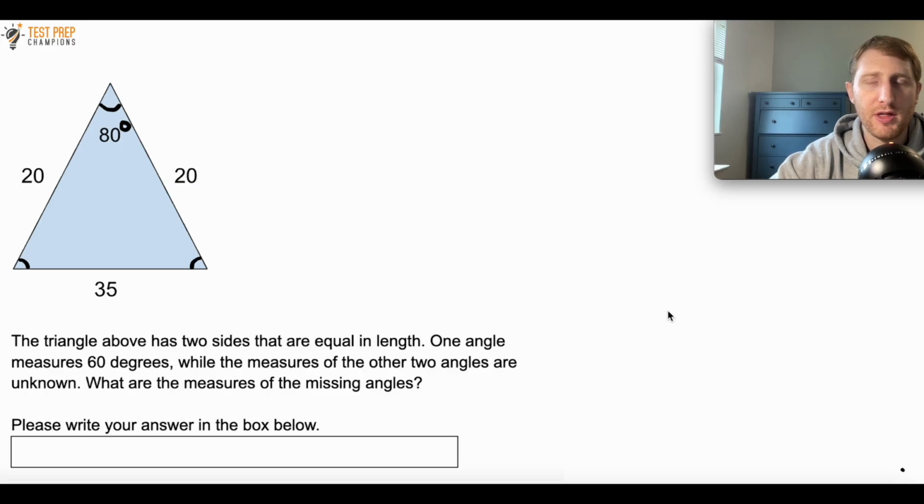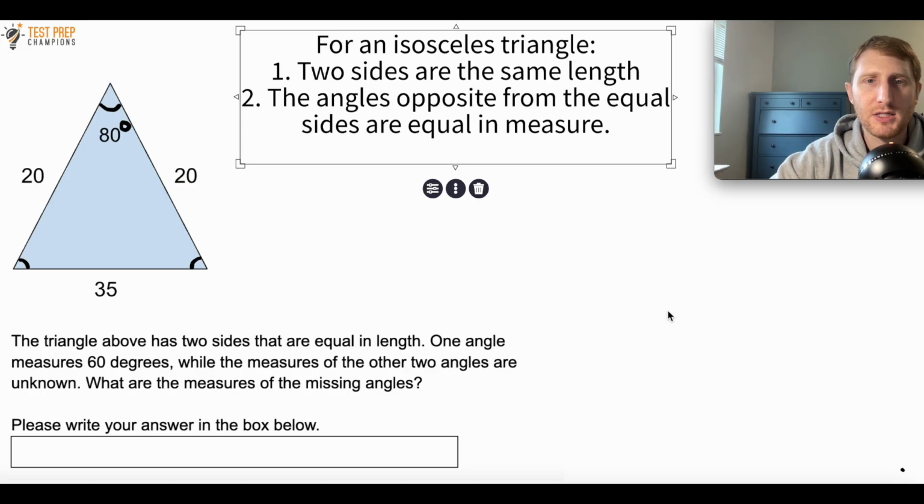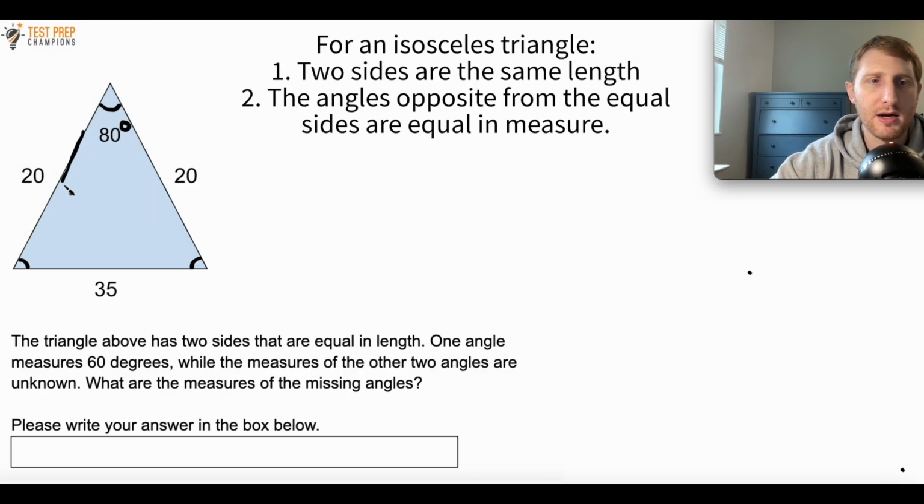So the first thing that you would have to do to get this right is to recognize that we have an isosceles triangle here. And for an isosceles triangle, two sides are the same length. So we see that this side right here is length 20, and this side over here is also length 20. So we have two sides that are the same length.